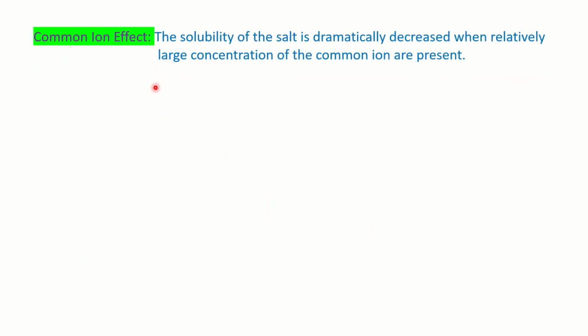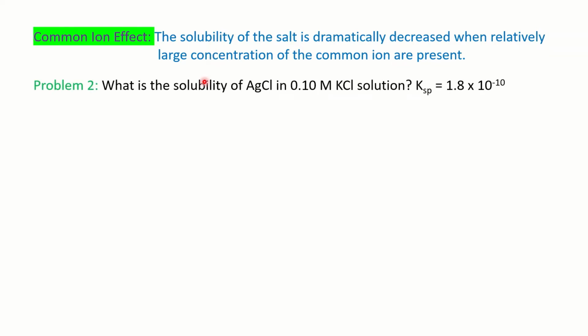In this, you have one more important concept called the common ion effect. What is that? As I told you, the solubility has to be less or minimum. So to decrease the solubility, we should add a common ion. If you have a large concentration of the common ion, that decreases the solubility of the precipitate. Let's see an example for this. They are asking you to calculate the solubility of AgCl in 0.1 molar KCl solution.